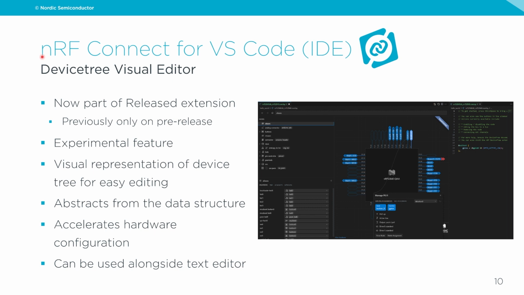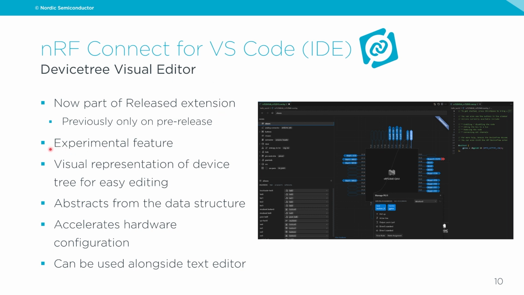So in nRF Connect for VS Code, we have introduced a tool called Device Tree Visual Editor. In fact, this tool was introduced as a pre-release a few months ago as part of the pre-release version of the extension, and it's something we covered in the previous nRF Connect SDK webinar, including a short demo. But now this has been pulled into the production extension, so you don't need to toggle between a pre-release and production version of the extension in order to use the Device Tree Visual Editor.